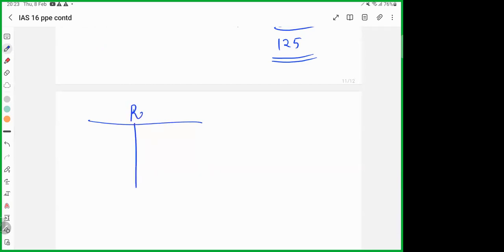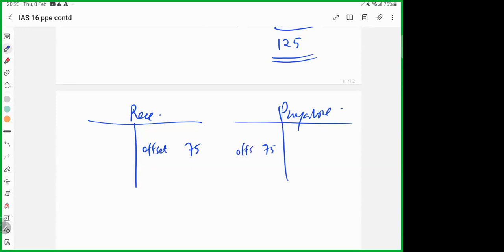I have receivable and I have payable. What I do, I credit 75 here and I debit 75 here. And here I write offset. Here I write offset. This is one example of contra.